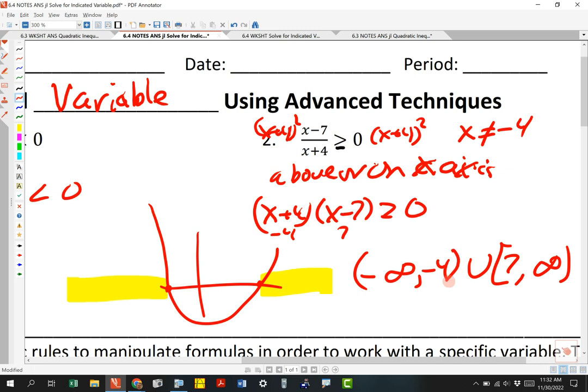Make a round bracket on the -4. Perfect. So that right there is the answer. Okay, does anybody have any questions? Other than Mason? Just kidding, Mason.